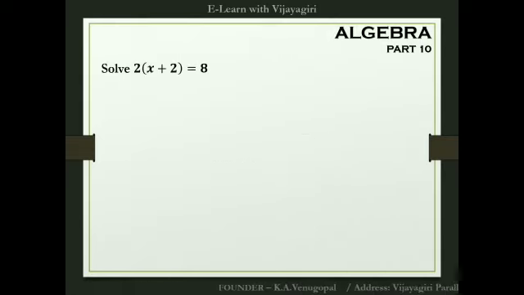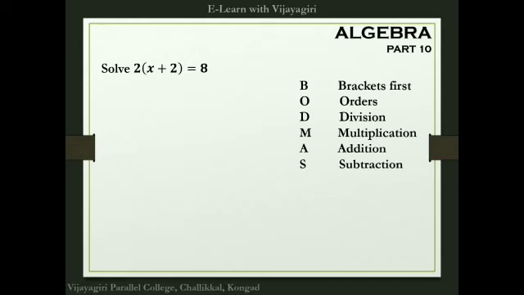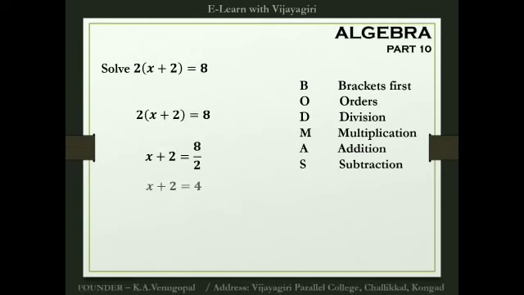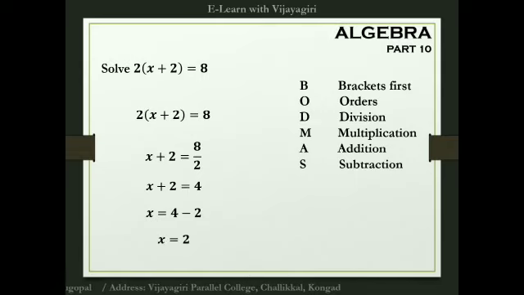Let's check another example. Solve 2(x + 2) = 8. Here bracket and multiplication are coming, so multiplication will be the last operation. So take it to the other side first. So x + 2 will be equal to 8 by 2. 8 by 2 is 4. Now addition we can take to the other side. So it becomes 4 minus 2 and the answer will be 2.